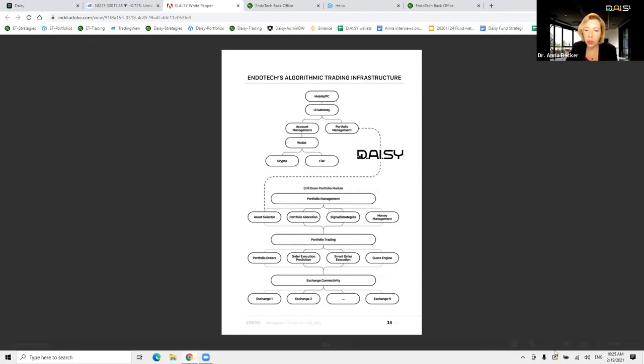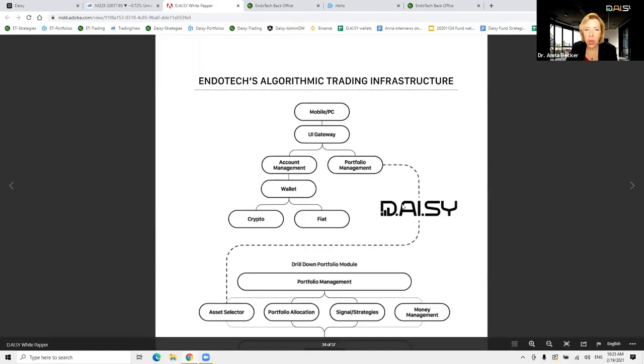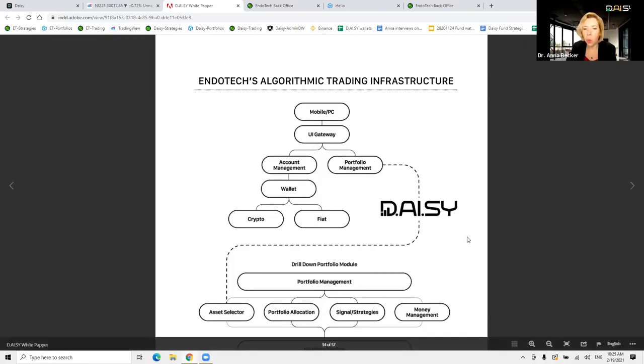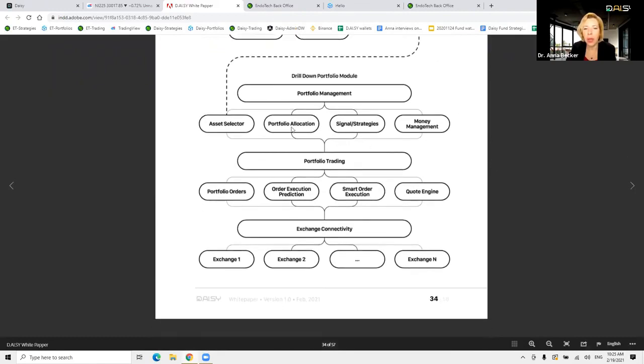If you can see this diagram, I will increase it a little bit. We're talking first about the reality that we have investors who will be using Daisy. Then once an investor joins Daisy, we have elements of portfolio allocation, money management, signals and strategies, asset selection. This is all already developed within Endotech. So it will help us to go to additional markets. Right now, we as Endotech are not able to go to additional markets before we have Daisy in our hands.